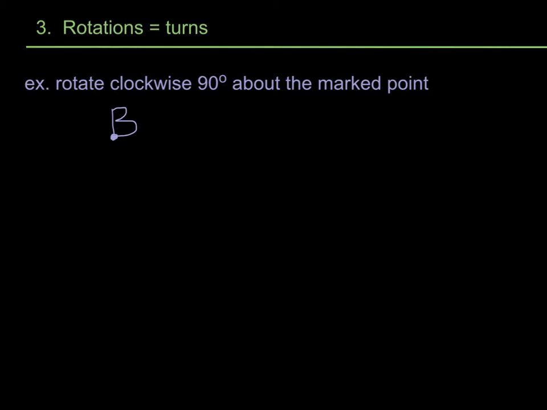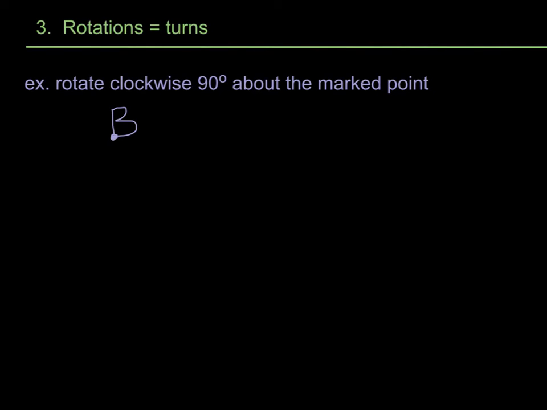Okay, you can't turn an object unless you know what point you're turning it around. Formally, when we talk about rotations, we don't actually say around, we say about. Rotate about the given point, rotate about the origin, and so on and so on.